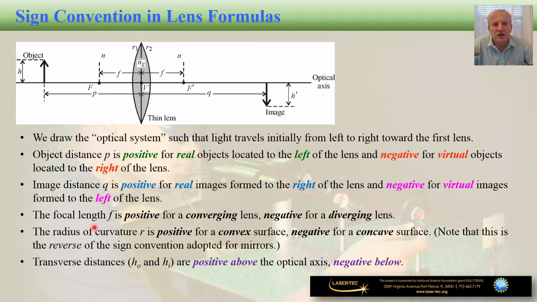The next rule applies to the focal length of a lens. It's to be taken as positive for the converging lens and negative for the diverging lens. The radius of curvature r is going to be positive for the convex surface and negative for the concave surface. You have to note that this is the reverse of the sign convention adopted for the mirrors. And then finally, the transverse distances, meaning the vertical directions such as the size of the object, are positive if they are above the optical axis, and they are going to be taken with a negative sign if they are below the optical axis.